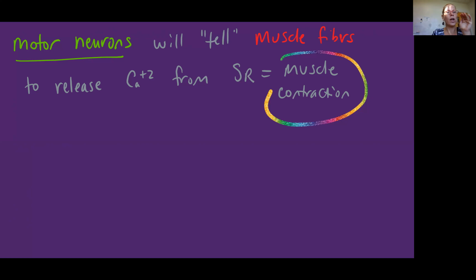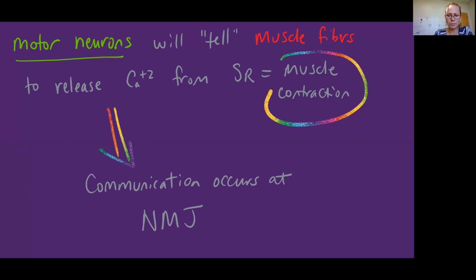Remember, that stands for sarcoplasmic reticulum. And once we get that calcium kicked out of the SR into the sarcoplasm, we will get muscle contraction. So our job here in this video is to look at how the motor neuron tells the muscle fiber to do this. How does that signal get sent? How does one cell understand what another cell is telling it? How do they talk? That is our job. That's what we're figuring out here.